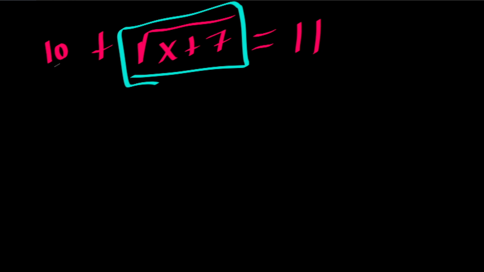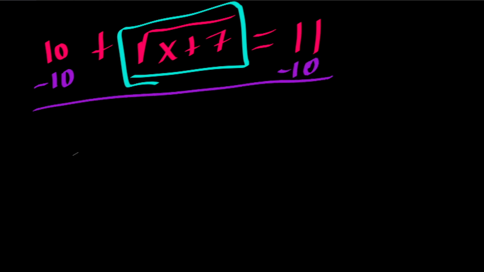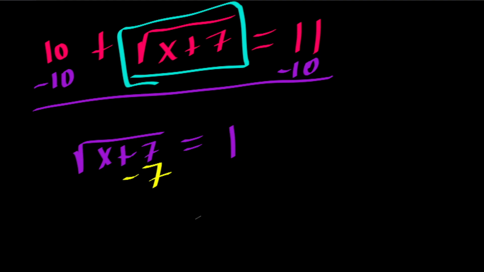So we need to get rid of this positive 10, and we're adding here, so we know we're going to have to either add or subtract, and we would subtract. So the square root of x plus 7 equals 1. Now once again, act like this plus 7 is not here, because what you can't do is say minus 7. That's what a lot of people try to do, but this square root is basically blocking that from happening. So we need to deal with the square root first.